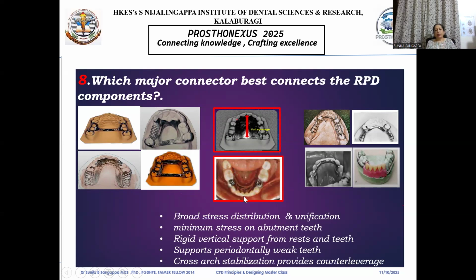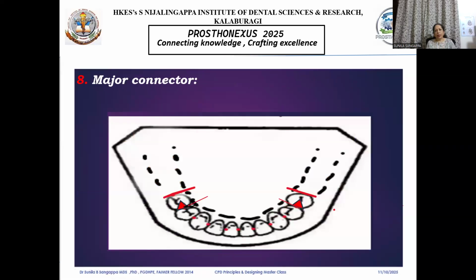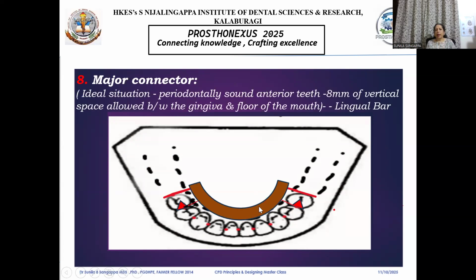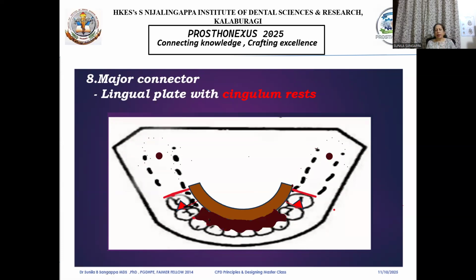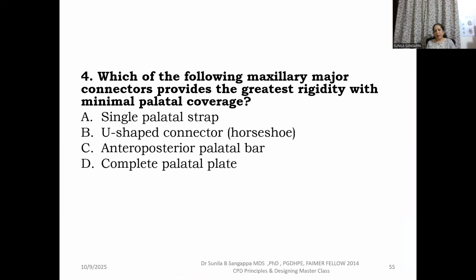Then in mandibular major connectors, the lingual plate major connector, which is properly supported by rest, is the one which is considered to have broad stress distribution and also support periodontally weak teeth and also provide cross-arch stabilization. So coming to our ideal situation here, we would be going ahead considering a lingual bar in case we have periodontally sound anterior teeth and 8 mm of vertical space is allowed between the gingiva and the floor of the mouth. Otherwise, we still have another consideration of lingual plate with cingulum rest.